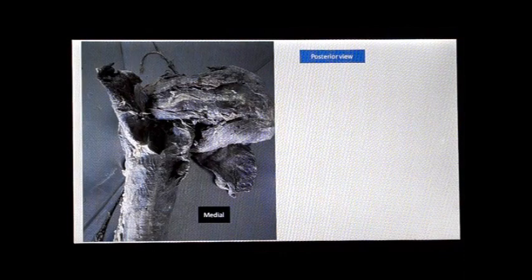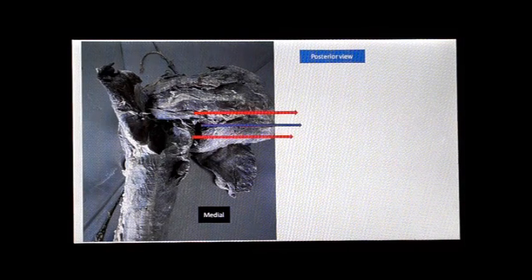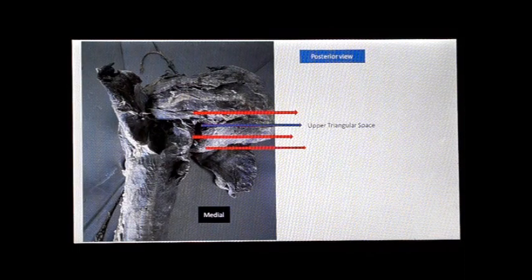This is the picture to show the intermuscular spaces posterior to the shoulder and arm. Boundaries: the first space here is the upper triangular space. Superiorly it is bounded by the teres minor muscle, and inferiorly by the teres major muscle. Medially it is bounded by the long head of triceps, and its content is the circumflex scapular vessels winding around the scapula. Okay, so this is the upper triangular space.